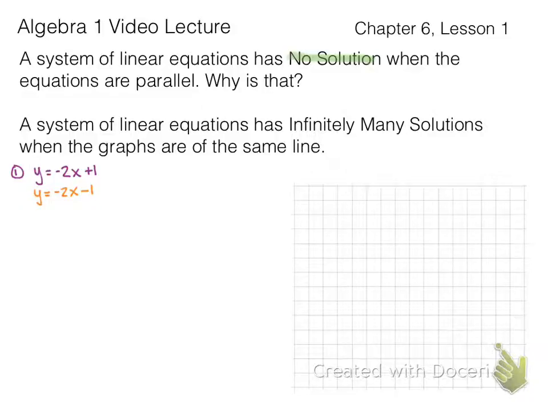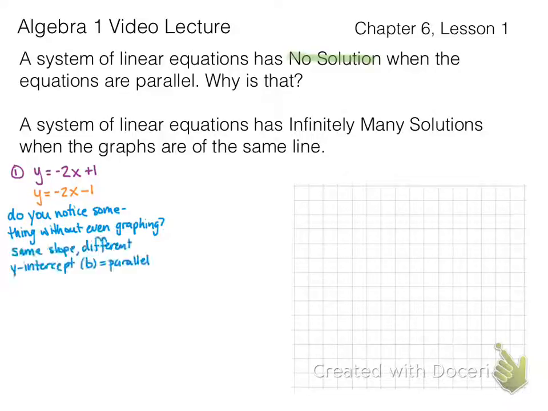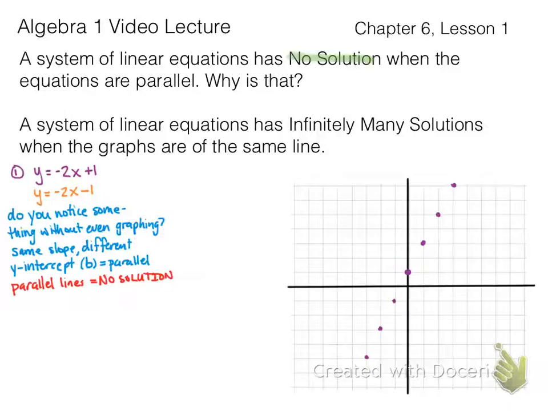So let's talk about that real quick. Do you notice something without even graphing? Do you notice that the slope is the same, but the intercept is different? That by definition means that the lines are parallel. But let me go ahead and show you graphically in case you didn't believe me. So let's go ahead and graph this.